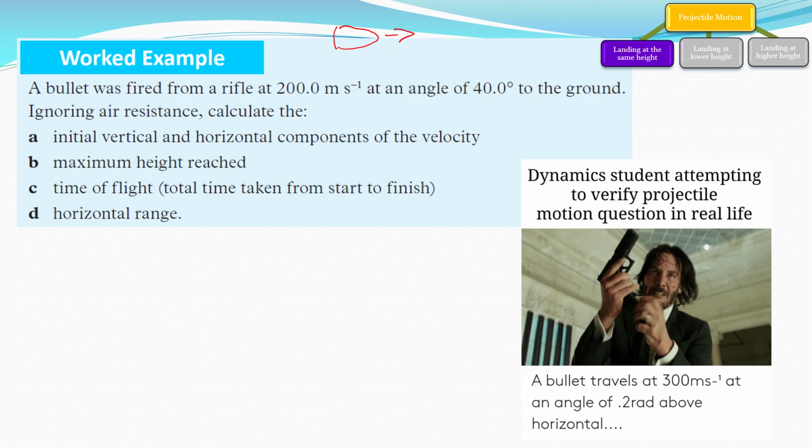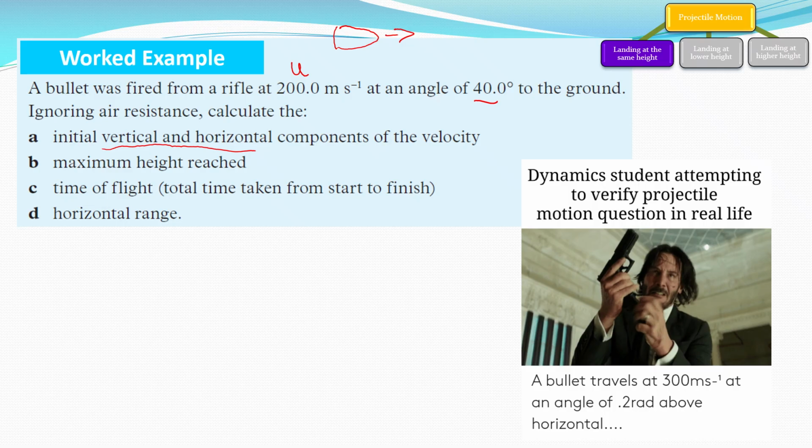Anyway, a bullet was fired from a rifle at 200 meters per second. So that is U, my initial velocity, at an angle of 40 degrees. That's my angle. Let's ignore air resistance and assume it doesn't exist. What are we going to find? Vertical and horizontal components. So we've done that last time. You should immediately think, what are my formulas for that? U sine theta and U cos theta are those two components.